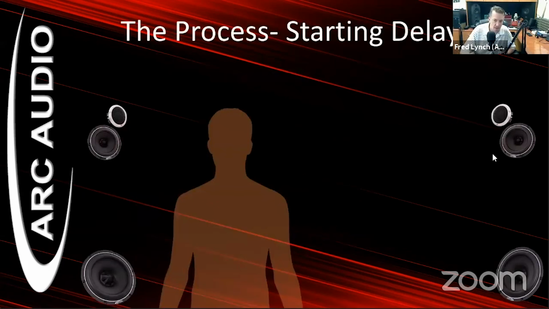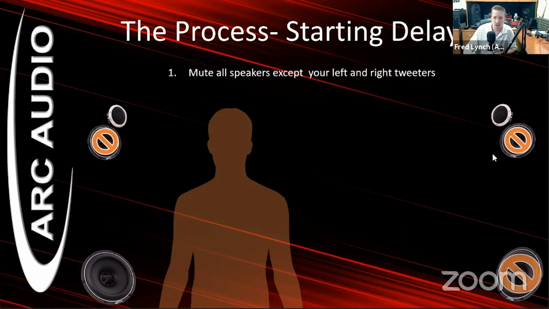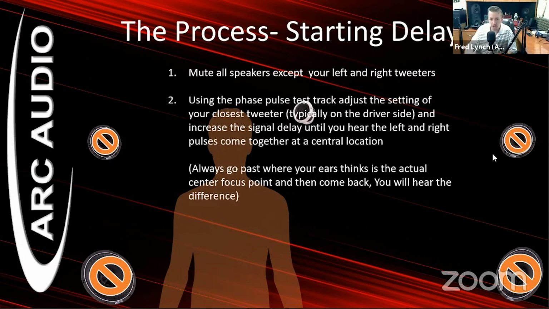So how does this process work? First thing we're going to do is put in the phase pulse test track, and mute all the speakers in the system except for the tweeters. We're going to go to the left front tweeter, because it's closer than the right tweeter, and increase the delay on it. I suggest you do this with your eyes closed. Find it, make sure you're highlighted, get your finger on the keyboard for that adjustment. With your eyes closed, you can physically hear the two speakers come together in the center.